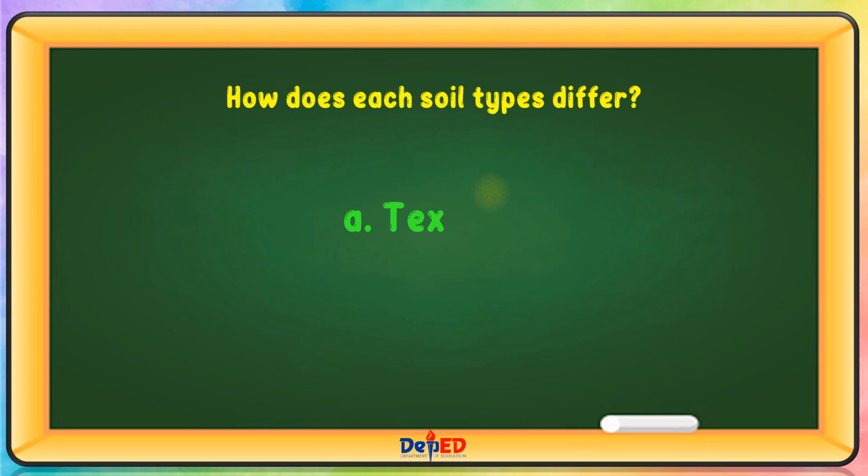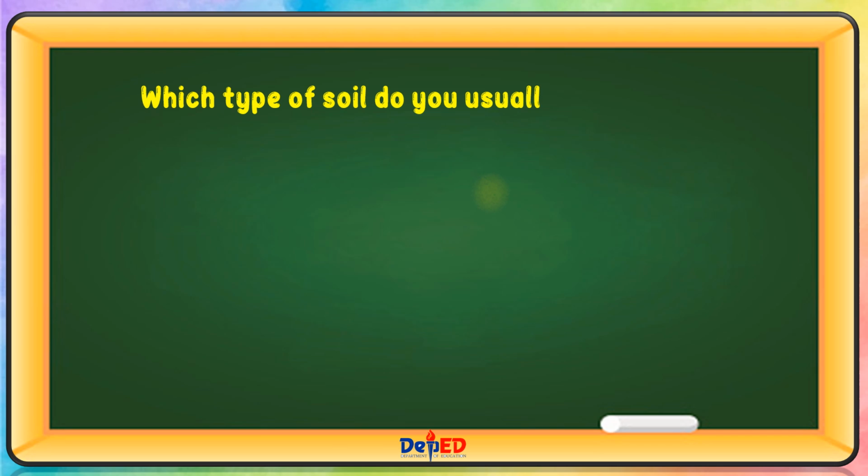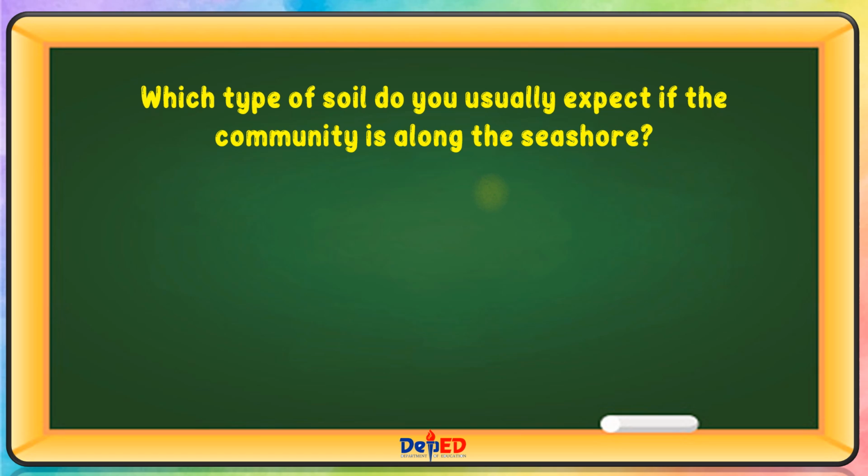How do soil types differ? A. Texture, B. Color, C. Both A and B. The correct answer is C. Which type of soil do you usually expect if the community is along the seashore? A. Loam, B. Clay, C. Sand. The correct answer is C.